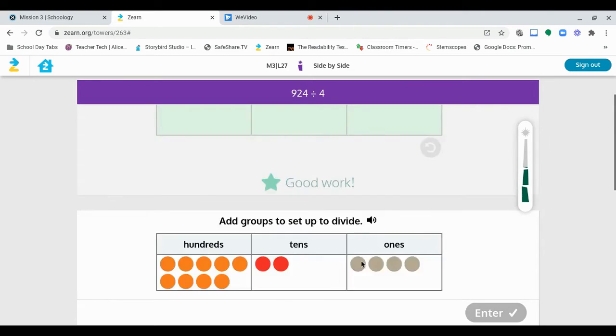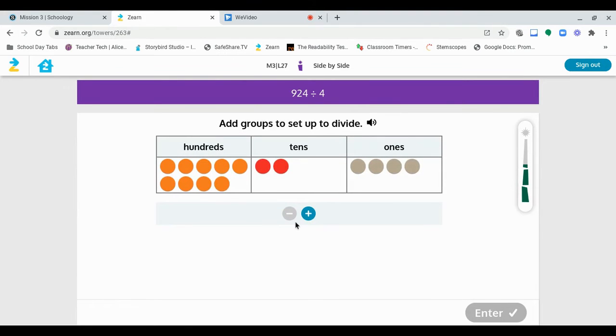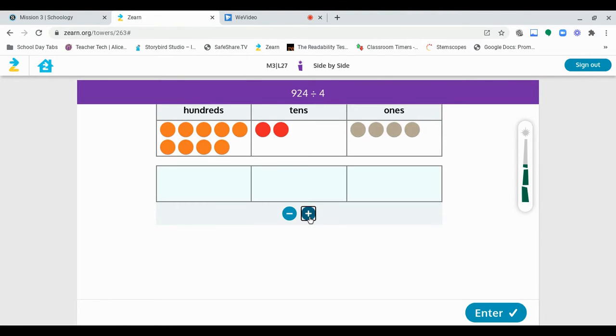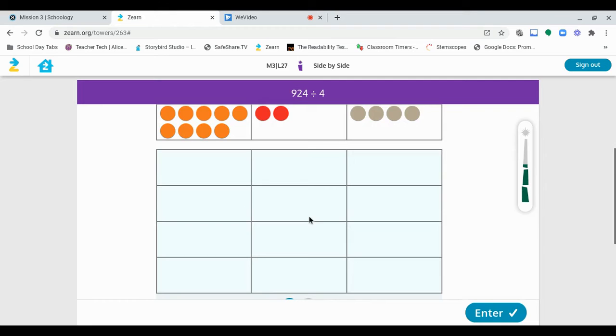Good work. Thank you. Okay, now we're going to add groups to set up to divide. So how many groups do I need to set up? Well, it's 924 divided by 4. So my divisor is 4. So I'm dividing them into 4 groups. So I'm going to put 4 groups just like that.